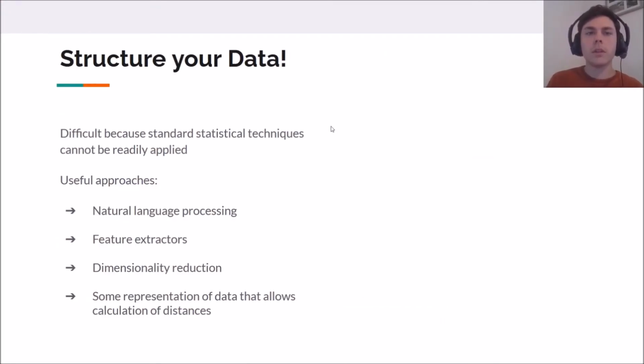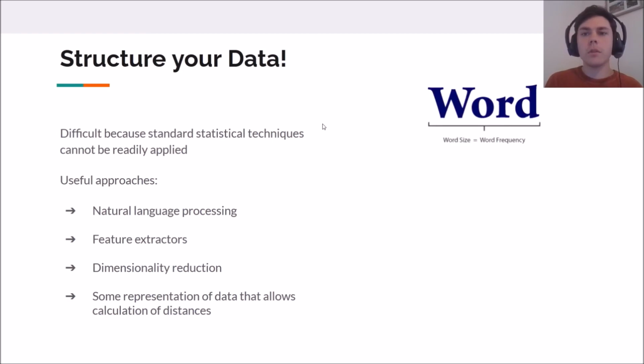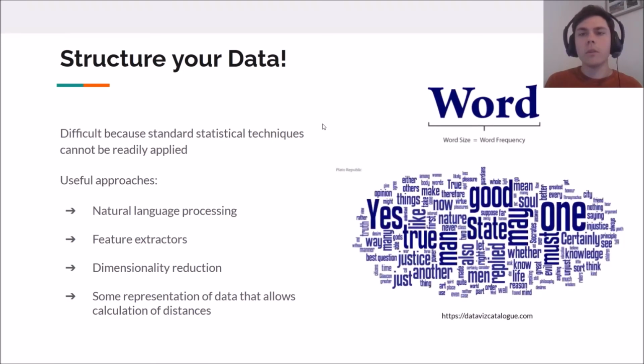Unfortunately, I can only tell you to structure your data. So you somehow need some process of converting your unstructured data to structured data to use visualization techniques and other statistical techniques, obviously. For textual data, this can be as simple as counting your words. So if you count the words and assign a word frequency to each word, you can plot a word cloud. The size of each word correlates with the word frequency.